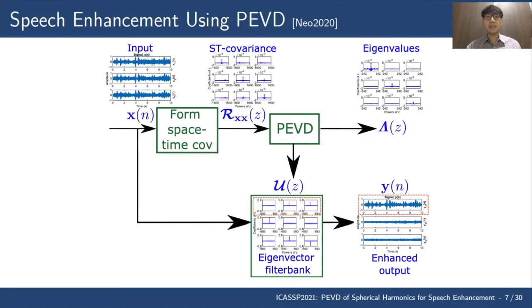The PEVD-based speech enhancement algorithm is presented here, and the goal is to obtain an enhanced output using only the microphone observations X. The received signals for all microphones are then used to compute the space-time covariance matrix, which is then used as the input into the polynomial EVD algorithm to generate the eigenvalues and eigenvectors polynomial matrices. The received signals are then filtered through the eigenvector filterbank to produce the enhanced signals.